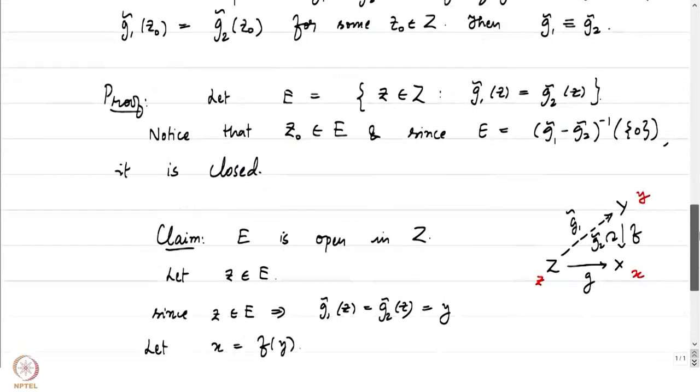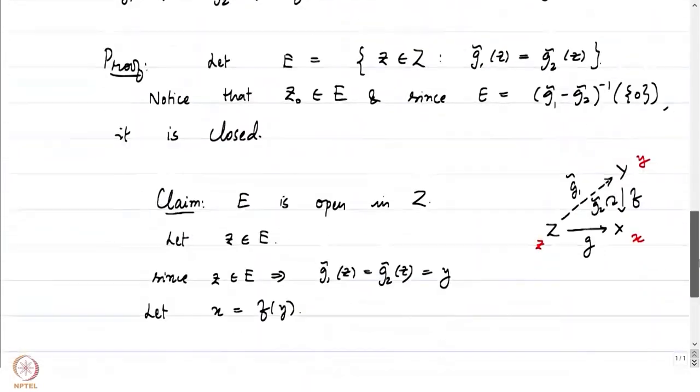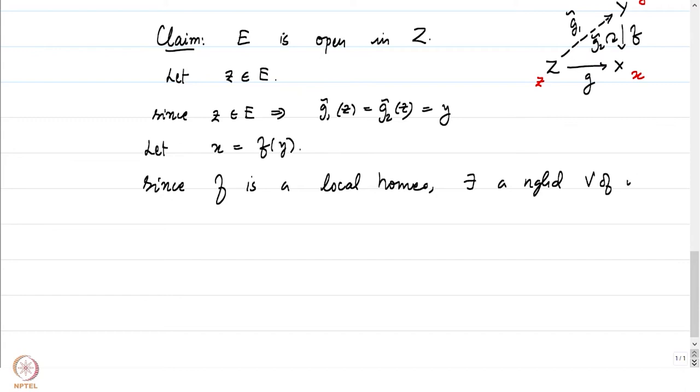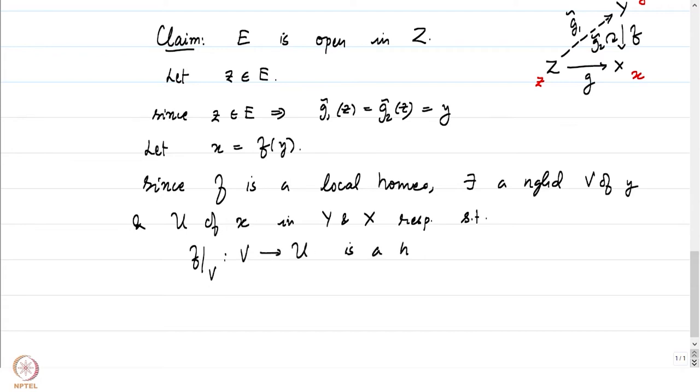Now, we have not used the fact yet that our map F is a local homeomorphism. And because F is a local homeomorphism, there exist a neighborhood of small y, let's call that V, and a neighborhood of X, let's call that U, such that F restricted to V, from V to U, is a homeomorphism. Since F is a local homeomorphism, there exist neighborhoods V of Y and U of X, which is F of Y, in Y and X respectively, such that F restricted to V from V onto U is a homeomorphism.